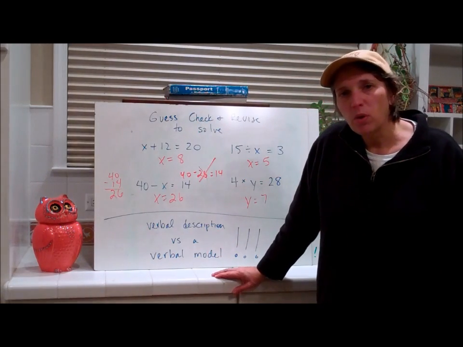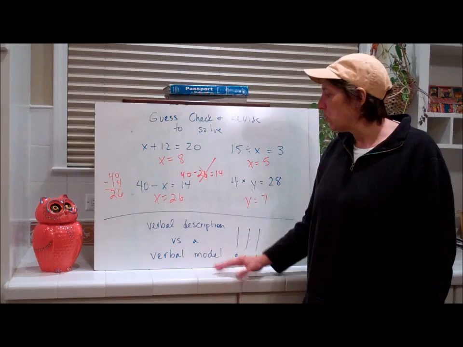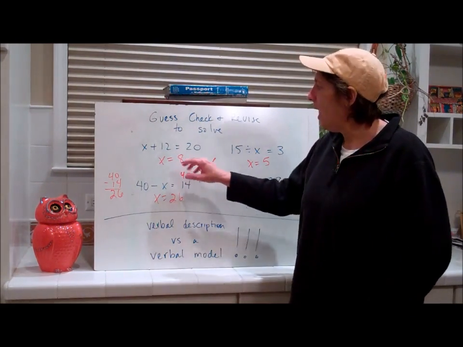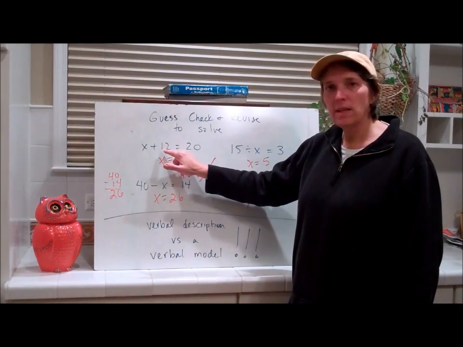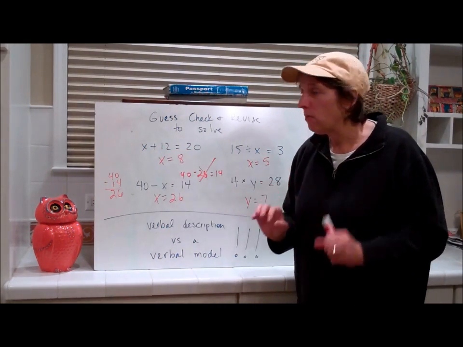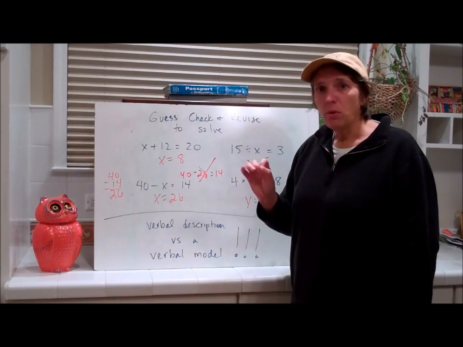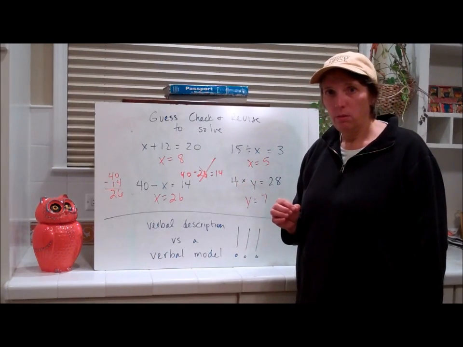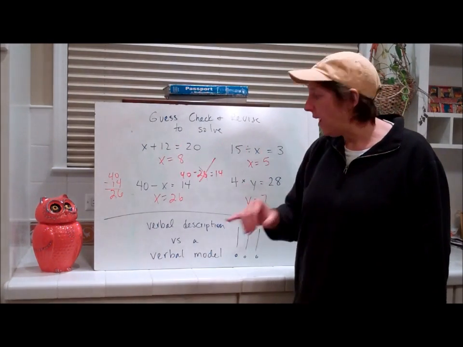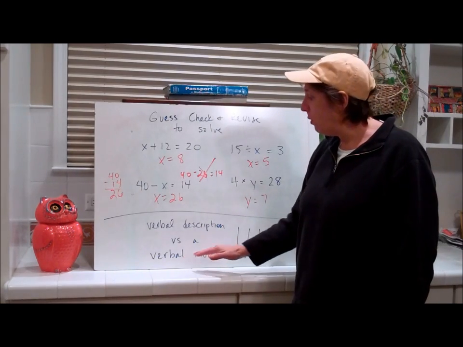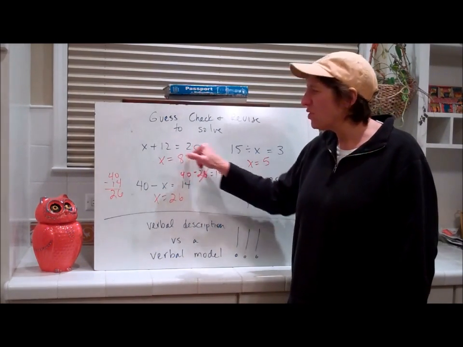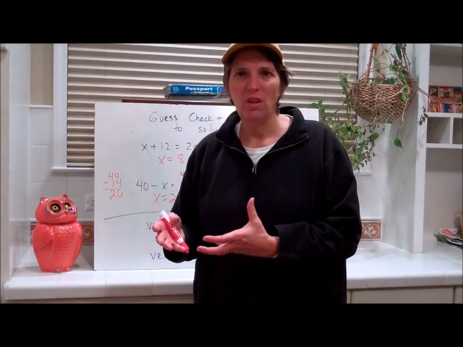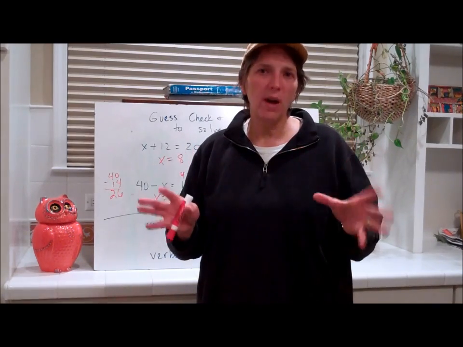The next thing that's a little bit more difficult is the two things called a verbal description versus a verbal model. Now, a verbal description is when I give you a description like this, and I say something like, and you don't need to write this down, what number, when I add 12 to it, gives me 20? So x plus 12 equals 20. That is a verbal description. A verbal description is how someone wants you to write the equation.